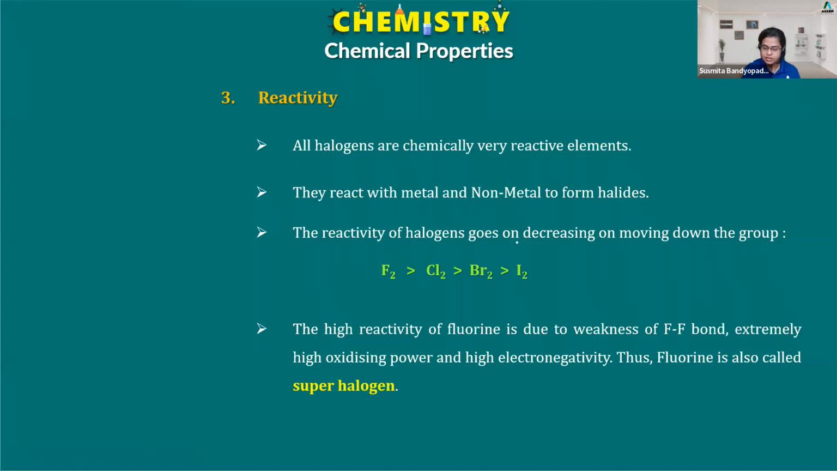Super halogen. Fluorine is not mostly taken into account during organic reactions; we do it with either Cl or Br. But here, due to its weak F-F bond because of high interelectronic repulsions, it's a much weaker bond than in chlorine and bromine. Because of its high oxidizing power and high electronegativity, it's highly reactive, and it's called a superman, a super halogen.